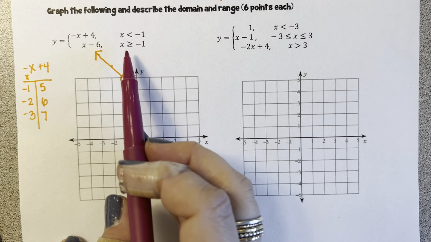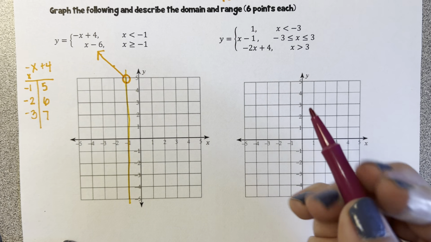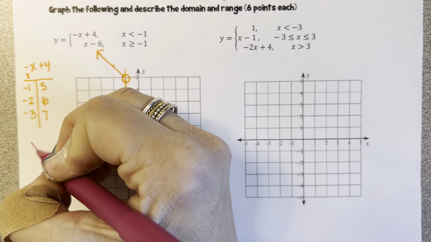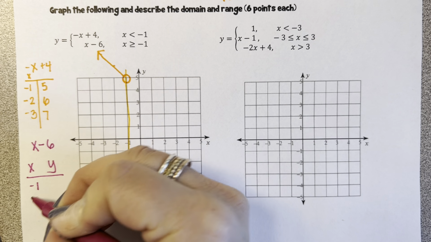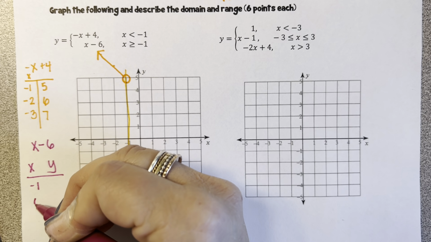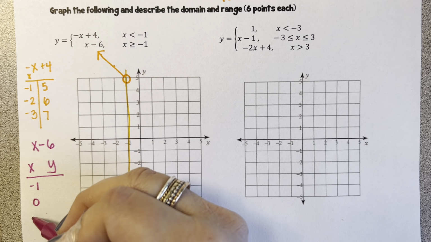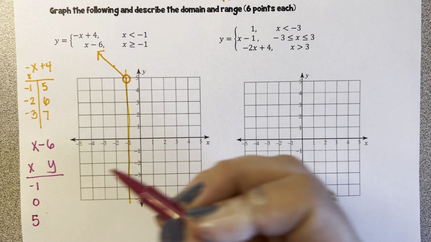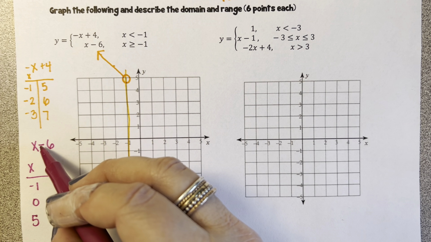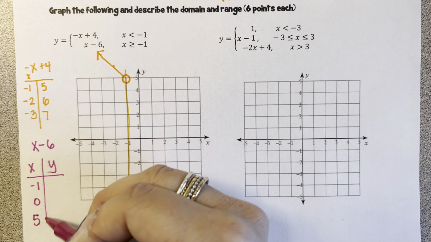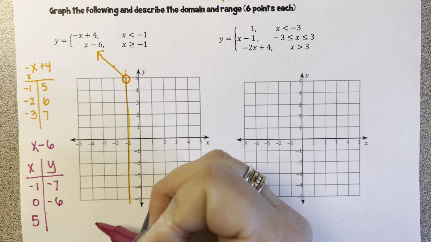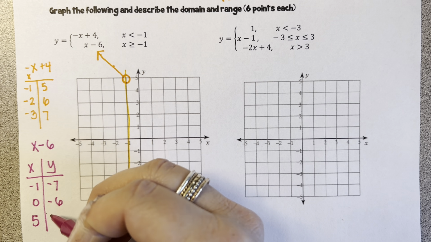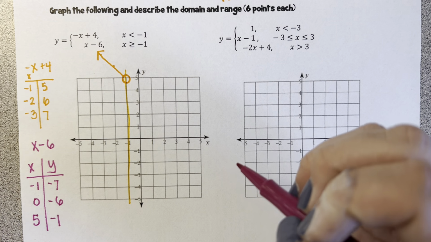Okay, so then what happens if x is greater than or equal to -1? So we're going to use x minus 6. I'm going to pick values for x, like -1, 0, and 5, and plug them into x minus 6. -1 minus 6 is -7. 0 minus 6 is -6. 5 minus 6 is -1. This is annoying and I shouldn't have had it go off your graph, but that's okay.